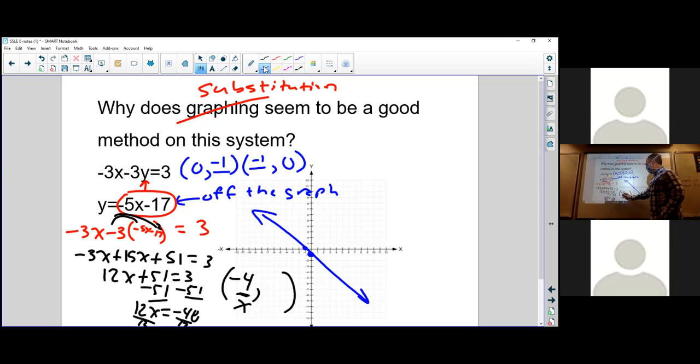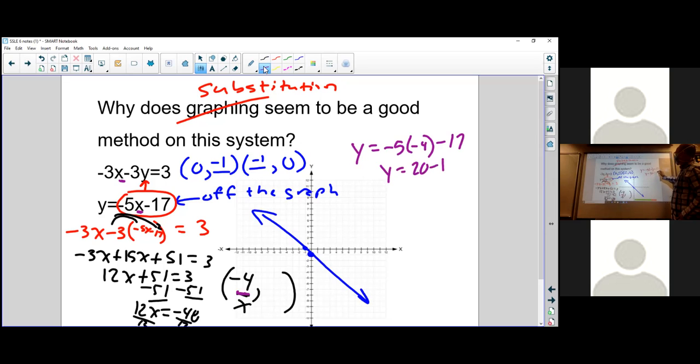You might be able to take this, and you can plug it either here or here. Which one looks better, top or bottom? Bottom. Bottom already says, hey, y equals this. So let's use the bottom. Okay, I'm going to plug -4 in. There it is. That's my answer.